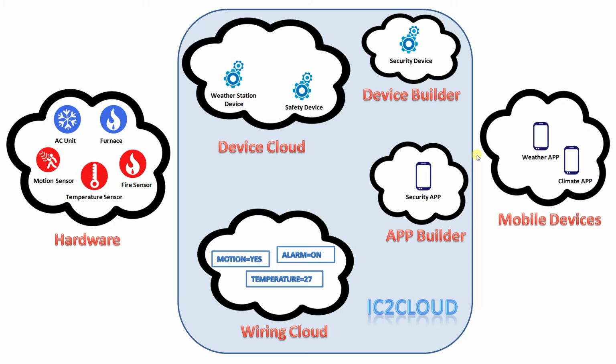Device Builder is the development tool that allows the user to create the virtual device. The device cloud is the distributed virtual machine that runs the devices created with the Device Builder. App Builder is another development tool in our ecosystem. This is used to create the mobile applications. And finally we have the mobile devices that run the applications created with the App Builder.